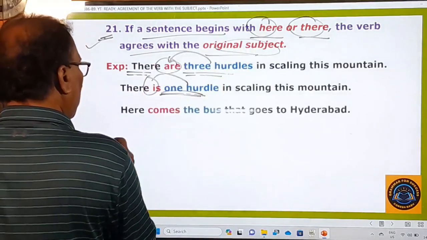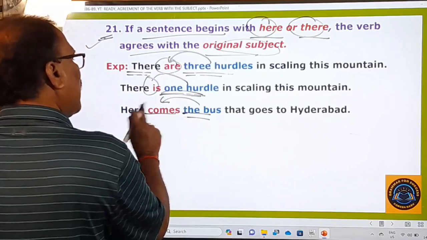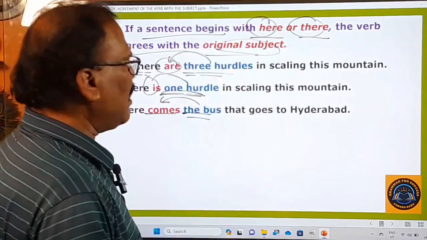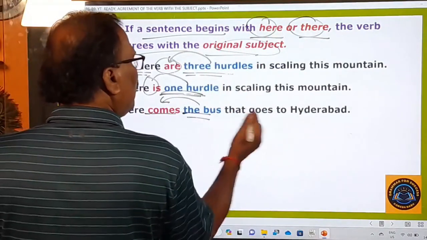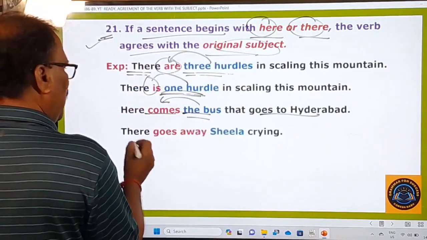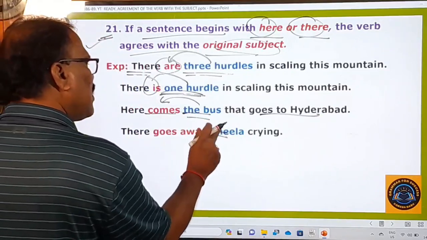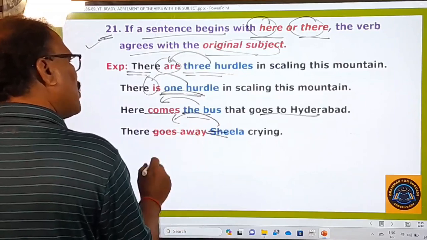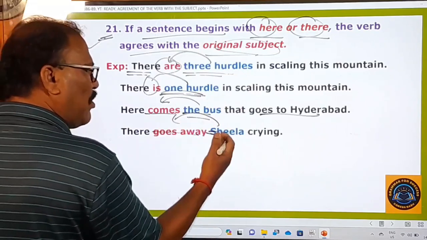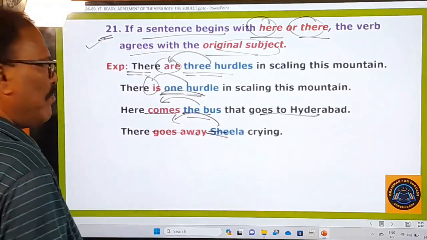And similarly, other examples are, here comes the bus. Bus is singular and therefore comes. Here comes the bus. You cannot say the bus is coming, don't say that. Here comes the bus. That is the style. Here comes the bus that goes to Hyderabad. Okay. This is the style of saying things. There goes away Sheila crying. Sheila is a singular subject and therefore goes away. Sheila goes away crying. That must be the sentence. But if you say that, it doesn't look nice. Therefore, there goes away Sheila crying.